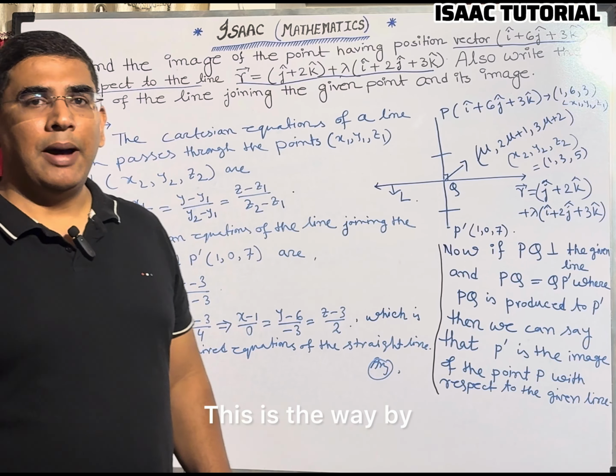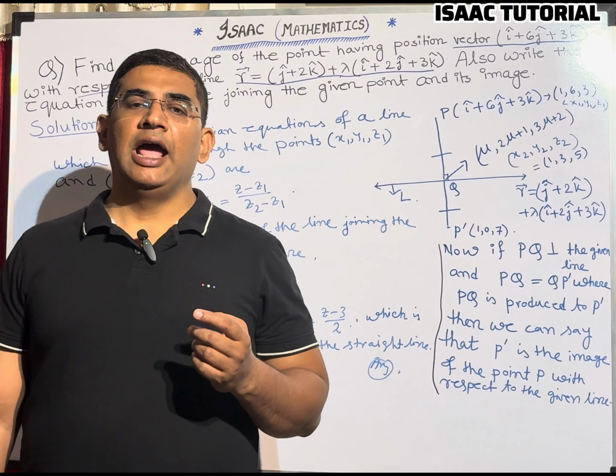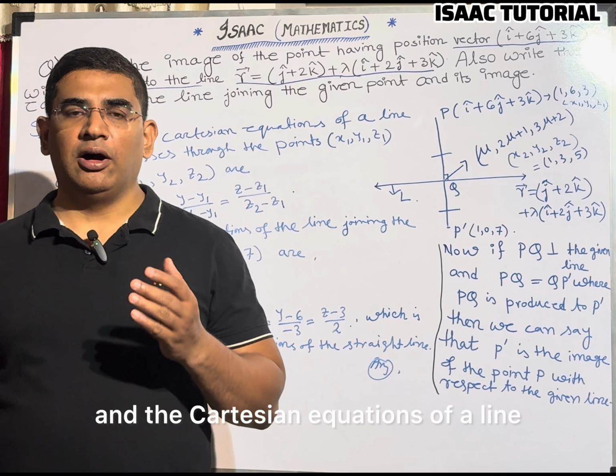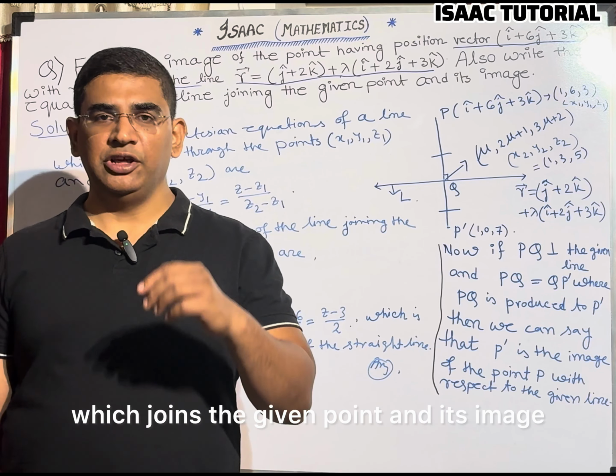This is the way by which we can find the image of a point and the Cartesian equations of a line which joins the given point and its image.